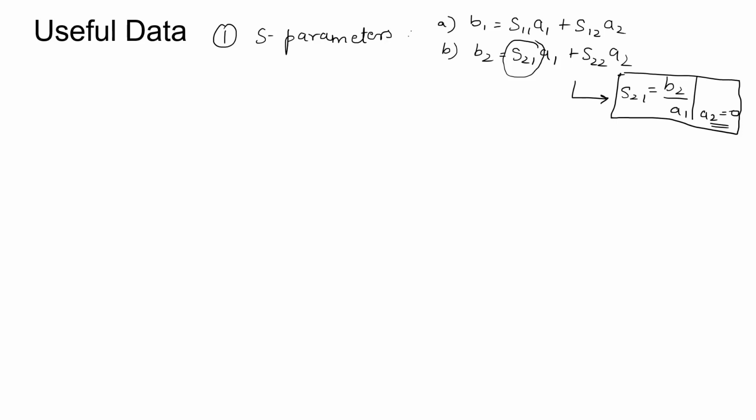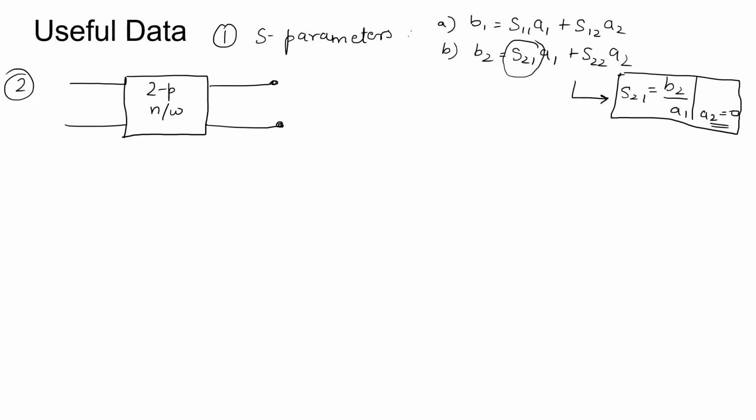Another thing which we need to know, the second thing, is this. Let's say we have a typical two-port network. This is the second port, this is the first one. If we have a voltage here, this is V1, let's say this is plus, this is minus. Here also similarly we have plus and minus. The voltage across these two terminals is V2.